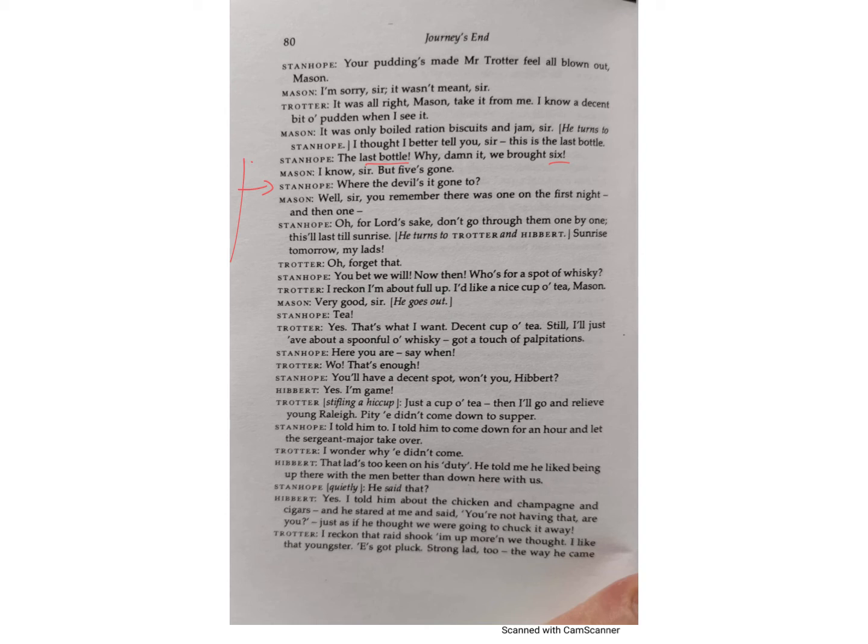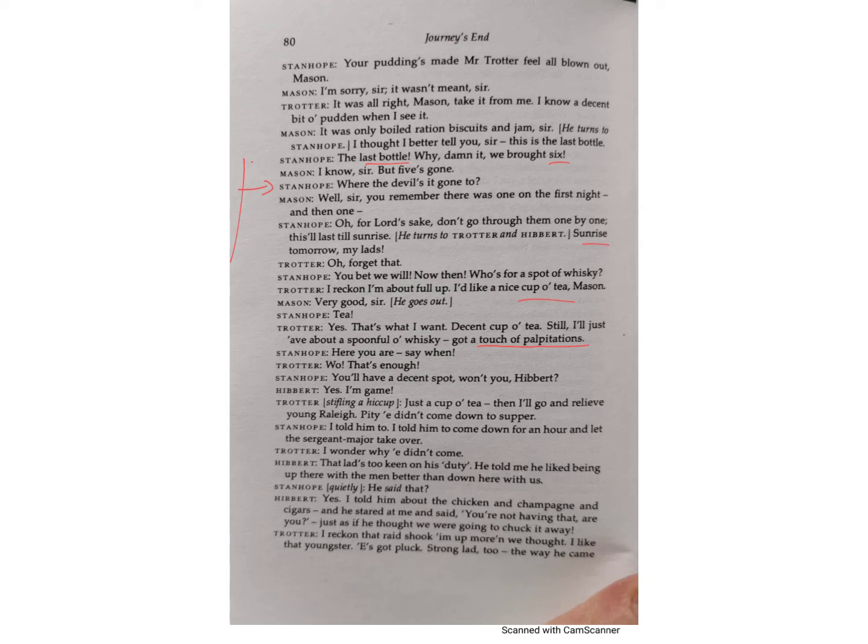Again, we get this reference to sunrise in terms of a new day. Trotter asks for his cup of tea, so there's that contrast, although he'll have a spoonful of whiskey just to calm himself down. Okay, so palpitations is when your heart is beating too quickly. So even Trotter is acknowledging that there's this idea that we use alcohol to take the edge off feelings, off concerns, off worries.